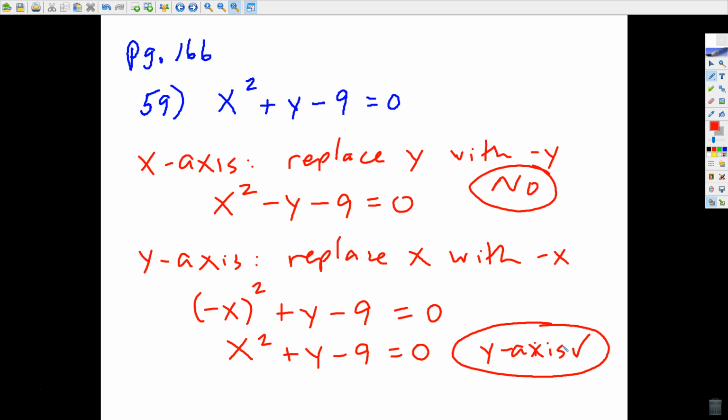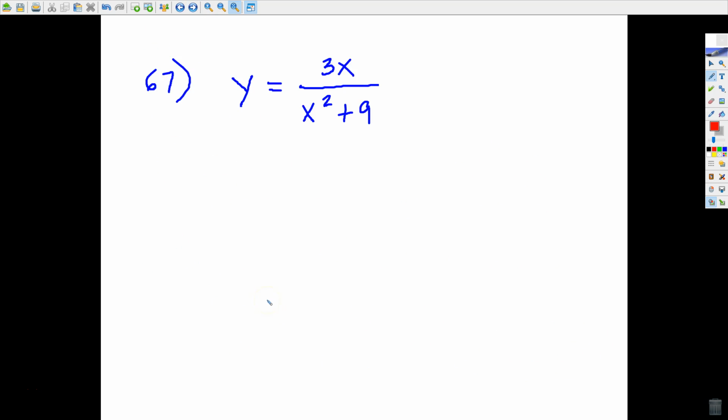And that's the kind of thing that you're going to be doing in the last block of problems that will be on the assignment. So let's try some more. So Cody, help me out. I'm going to start with x-axis symmetry. How do I test for x-axis symmetry here?